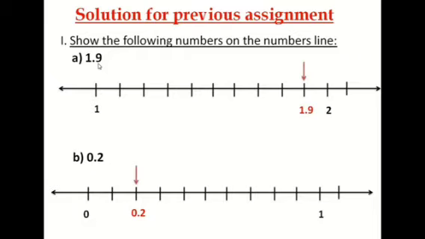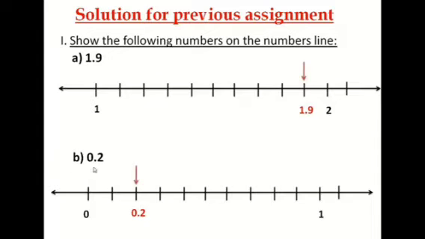So 1.9, it is more than 1, less than 2. So on the number line, you will start from 1, then you will divide into 10 equal parts till 2. So from 1, if you start counting, then 1.1, 1.2, 1.3, 1.4, 1.5, 1.6, 1.7, 1.8, 1.9.